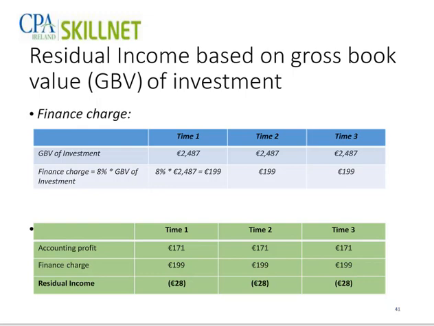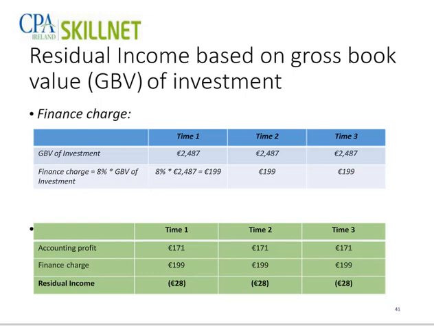Well, residual income can be worked out on two bases, just like ROI. In the first case, the finance charge is based on the gross book value of the investment, in other words, what was paid for the asset when it was acquired. So this is shown by the table in blue here at the top. The gross book value of the investment, it was bought for 2487. The finance charge is the cost of capital, which we said was 8%. So that's applied to the gross book value of the investment, giving a finance charge of €199 per annum.